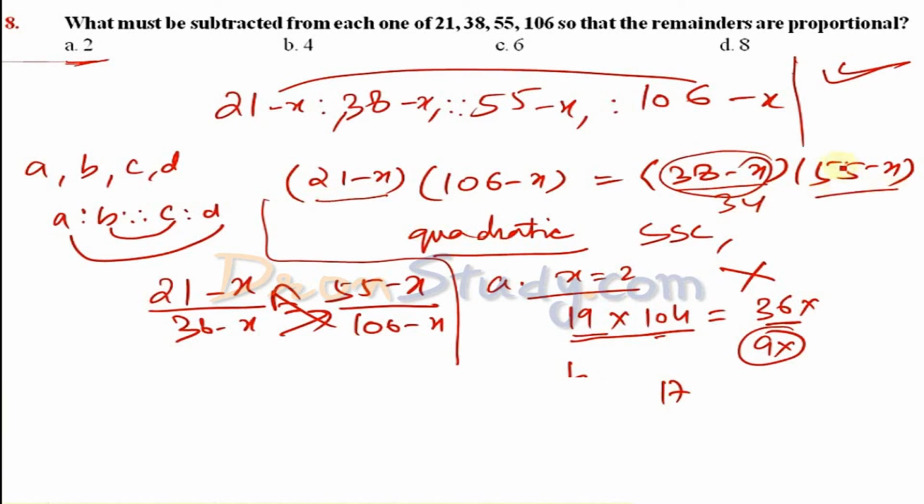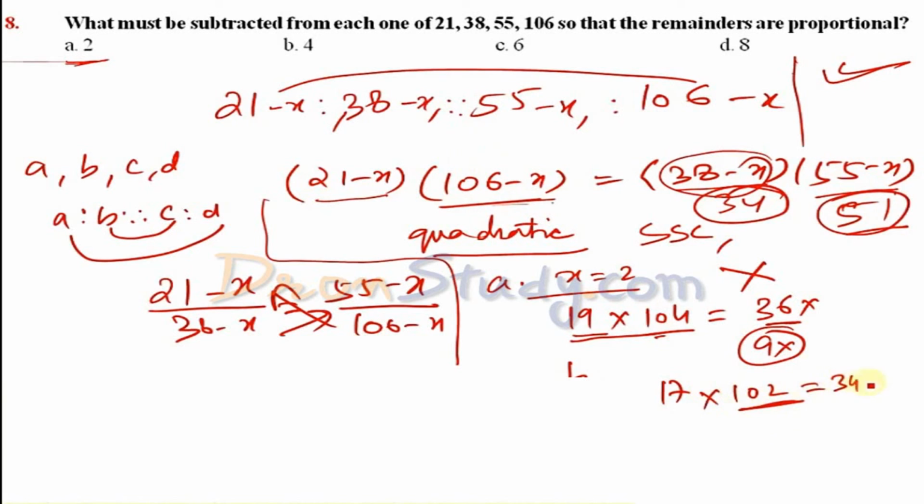And if we subtract 55 minus 4, it is 51. It is again a multiple of 17. So we are getting 17 multiples. Okay, if we subtract 106 minus 4, we get 102. It is again a multiple of 17 and is equal to 34 into 51. This is the possible answer, B option.